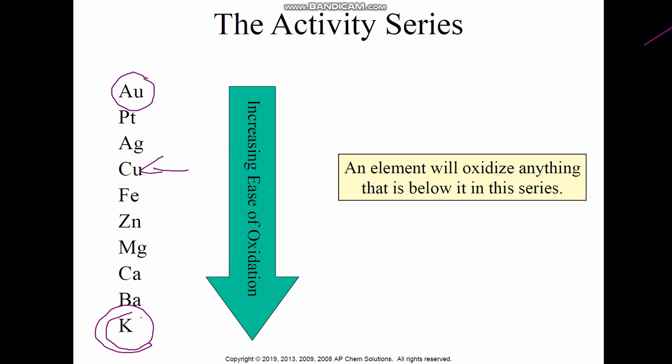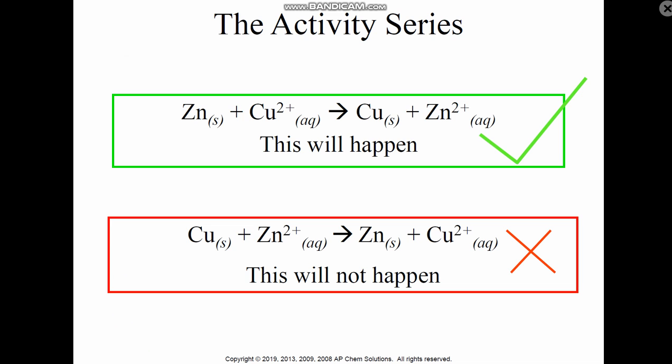So if you put together copper and zinc in the same container, copper is going to oxidize zinc. Copper will get reduced and zinc will get oxidized. Because copper is above zinc in the activity series, making copper a stronger oxidizing agent, copper is going to oxidize zinc, as you see in this first equation. The reverse reaction is not going to happen. Redox reactions do not spontaneously happen in reverse.